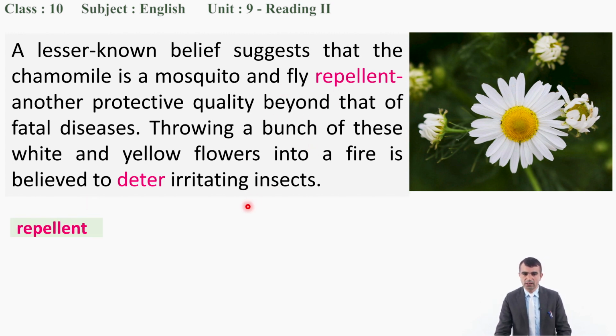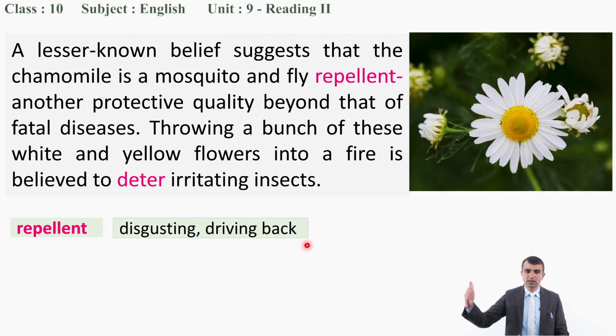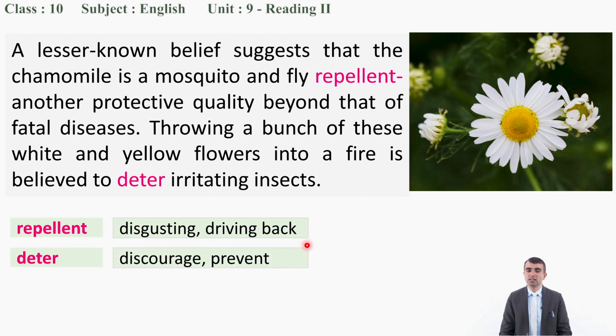Repellent. What does repellent mean? Mosquito and fly repellent. Well, it keeps them away, driving back, driving away. And then deter: believed to deter means, well, deter means discourage or prevent.